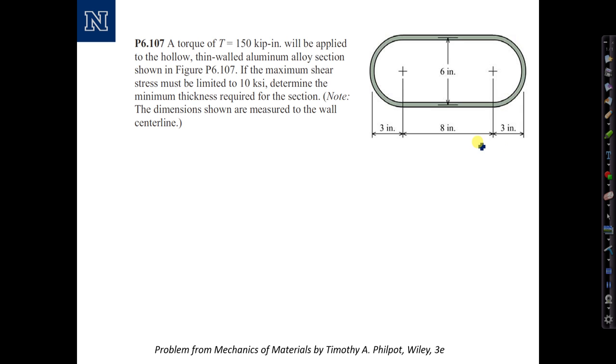So let's summarize what we know. Everything is summarized pretty well in this figure. We are also given that the torque should be 150 kip inches. We are asked to find the thickness t so that tau is less than or equal to 10 ksi.